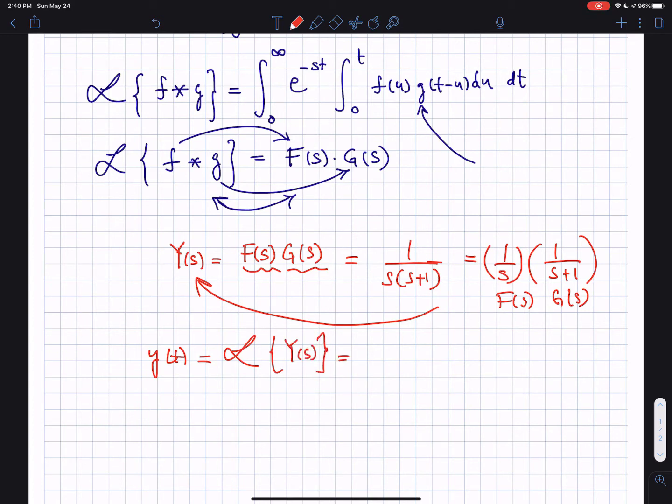But what's y of s? Y of s is the Laplace inverse transform of y of s. And what's y of s? Well, y of s is F of s usually times G of s. Usually it's a product of two functions in the frequency domain. And you see there it is. Now what's the Laplace inverse of F of s times G of s?